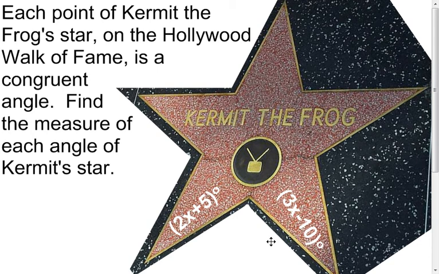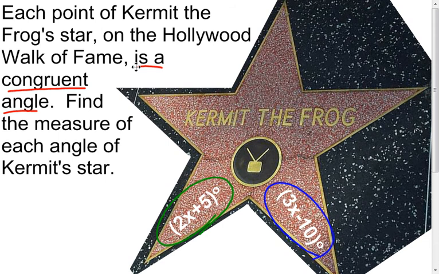And what it's telling us is that Kermit's star, each one of the points, they're all congruent angles, the points are. So I want to find the measure of each one of those angles. Well, now there's some information in here that's given. It tells us the measure of this angle down here is 2x plus 5, and the measure of this angle here is 3x minus 10.